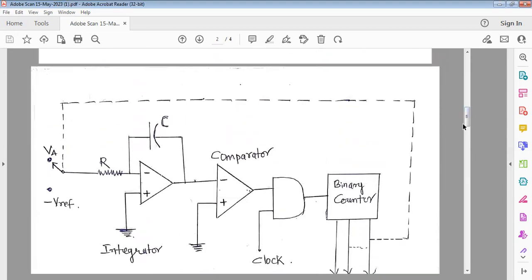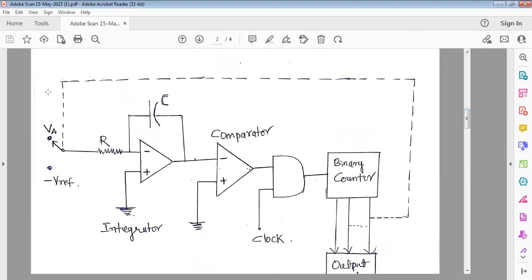So this is how the circuit works. When the input voltage is first connected to the integrator, the signal is integrated for a certain time. Then there will be an output across this integrator, and the comparator becomes on. The comparator will also have an output.